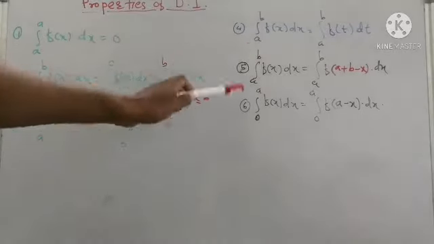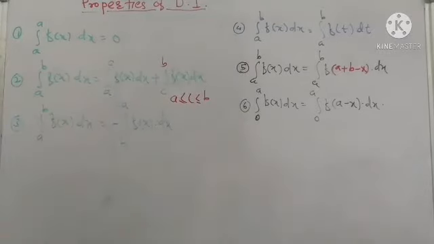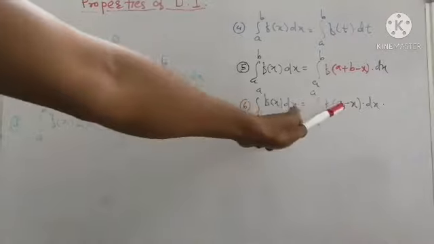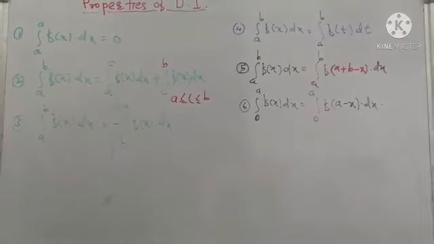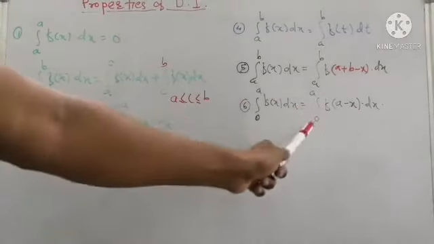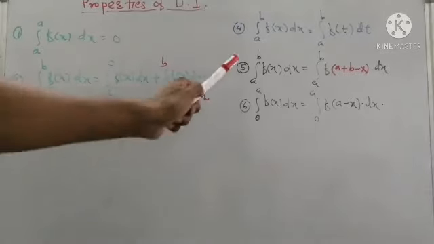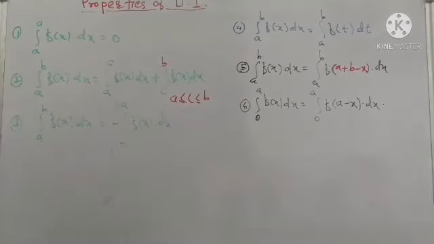And the sixth property is the same: as the lower limit is 0, the addition of limits is 0 plus a, which is a, and x is replaced in the integral by a minus x. The value of the integral does not change. And we have examples to solve on these properties.